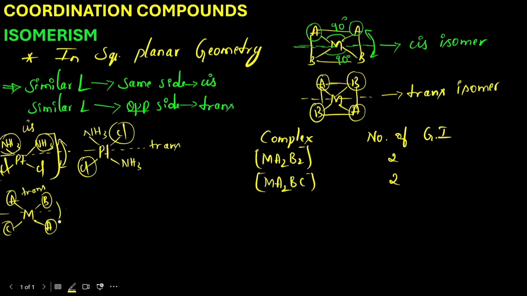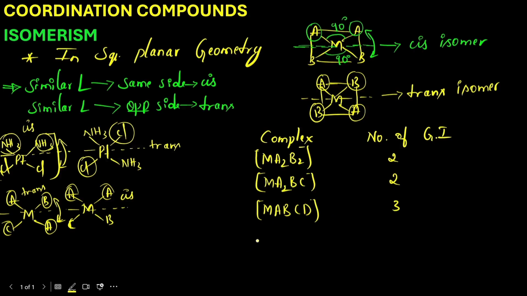If you exchange these two ligands, what happens? Again you write M, here we have A, here A, B and C. Again if you pass the plane, here two same ligands are present on the same side, therefore it is cis. Therefore two geometrical isomers are possible for the Ma2BC type of complex. If you take MABCD type of complex, three geometrical isomers are possible.